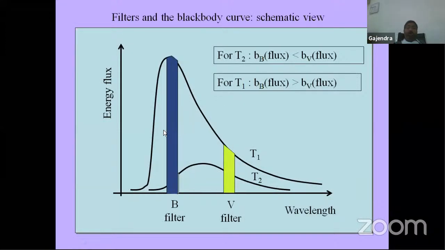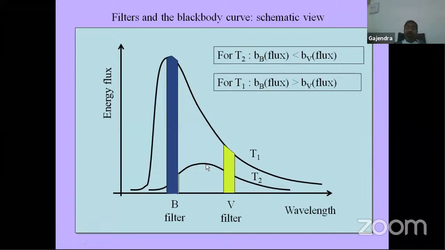So now, suppose I had two black body temperatures, T1 and T2. This is the black body flux distribution, or the energy distribution, at the temperature T1, and this is the temperature T2. This is the B filter, blue filter. This is the V filter. So you can make out that T2 is a cooler temperature than T1 because the peak for T1 is at a shorter wavelength than that for T2.